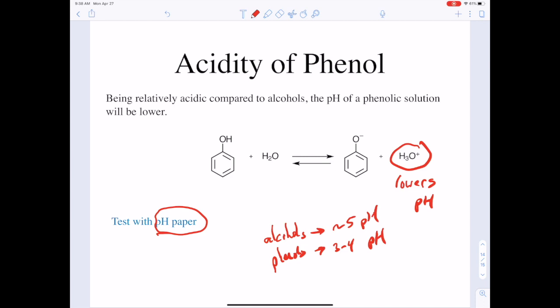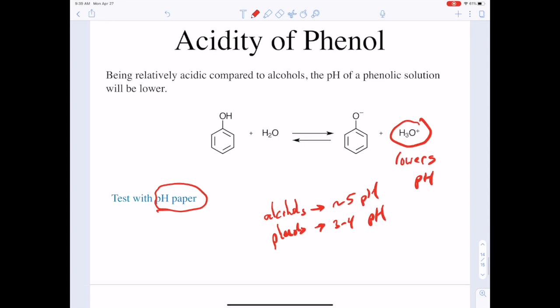Alcohols in water are probably going to be around 5, maybe 5.5, because solutions sitting out in air absorb carbon dioxide, which becomes carbonic acid. So water sitting in the environment is normally on the slightly acidic side, and then you add an alcohol. It doesn't change that, but a phenol will lower the pH relative to that of an alcohol.